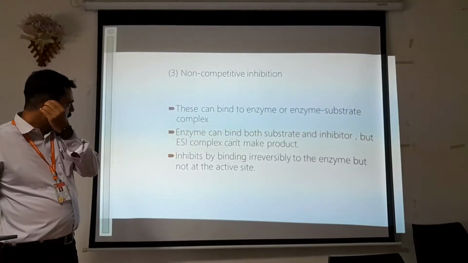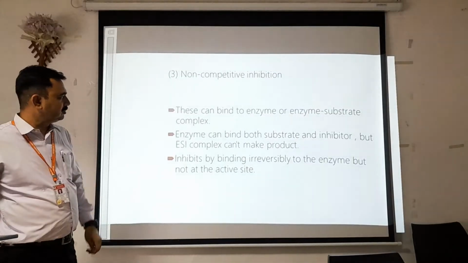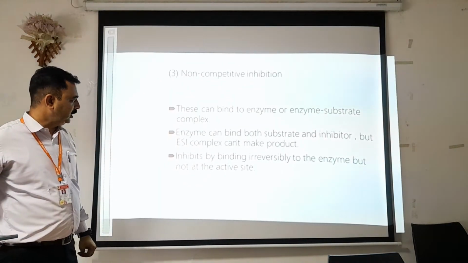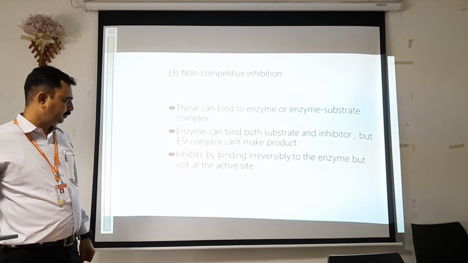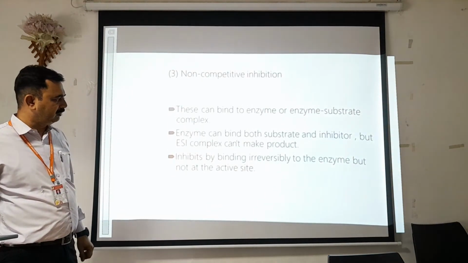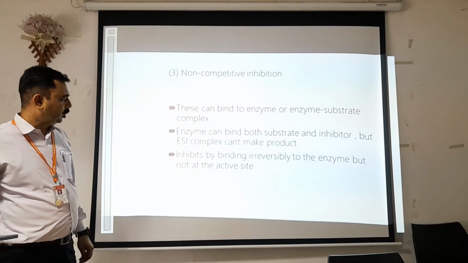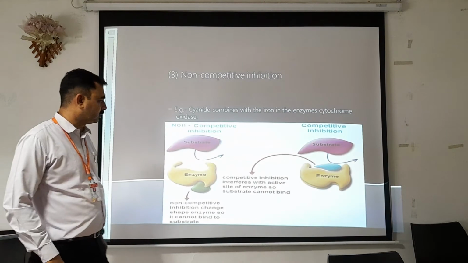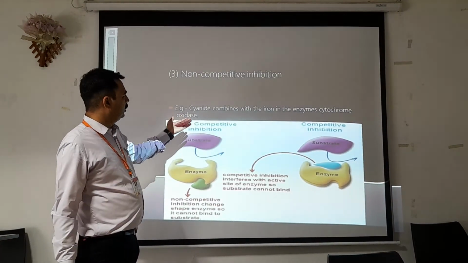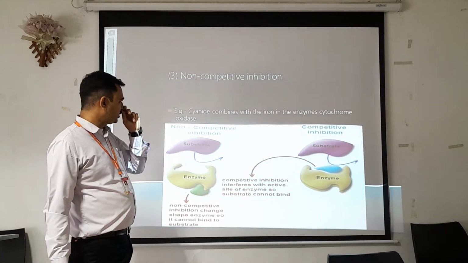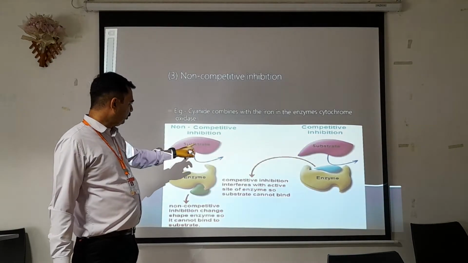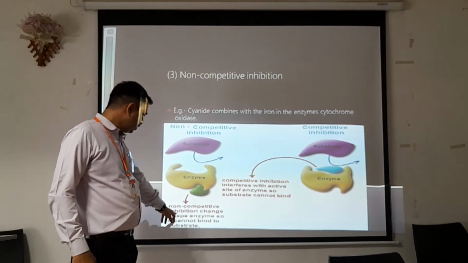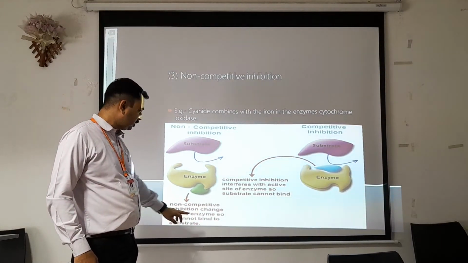Non-competitive inhibition. These can bind to enzymes and enzyme substrate complex. Enzymes can bind both substrate and inhibitors, but the ESI complex can't make a product. Inhibits by binding irreversibly to the enzyme, but not at the active site. Active site ला सोडून the binding होऊ शकते. For example, cyanide combines with iron in the enzyme cytochrome oxidase. Non-competitive inhibition मध्ये बघा. Non-competitive inhibition changes the shape of the enzyme so that it cannot bind to the substrate.